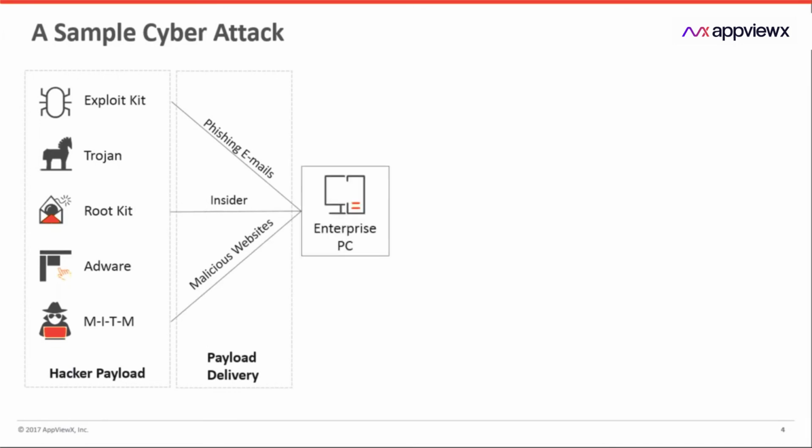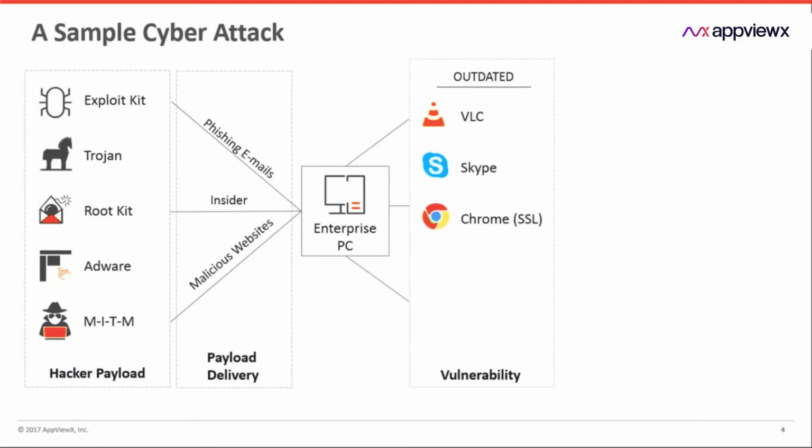Once the payload enters the enterprise PC, they can use one of the various vulnerabilities inside an enterprise PC, such as an outdated PLC or an outdated Skype, a protocol level vulnerability in Chrome, an outdated Flash, and even an outdated operating system such as Windows, with the most famous example being the WannaCry ransomware that infected more than 300,000 computers worldwide by using a vulnerability in the Windows operating system.